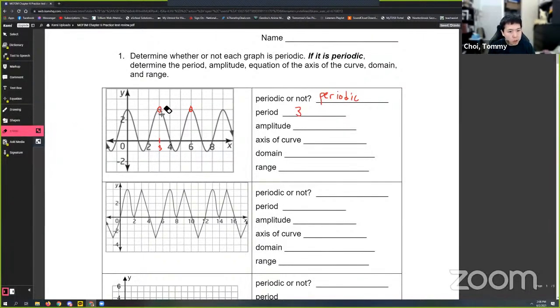And it doesn't matter which part you pick. For example, I could pick this part here at 4, and if I keep going and I find the same spot again, that will also be 3. Okay? So that's the important part here.